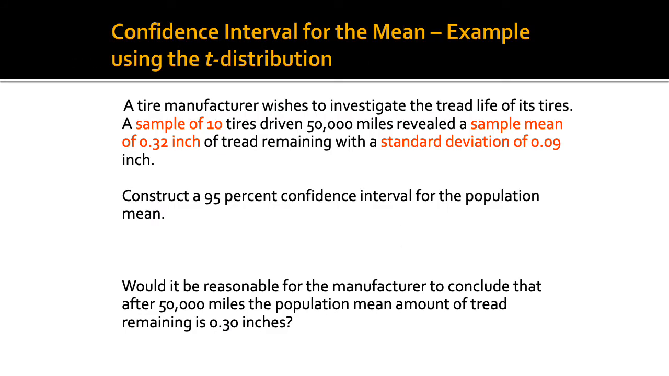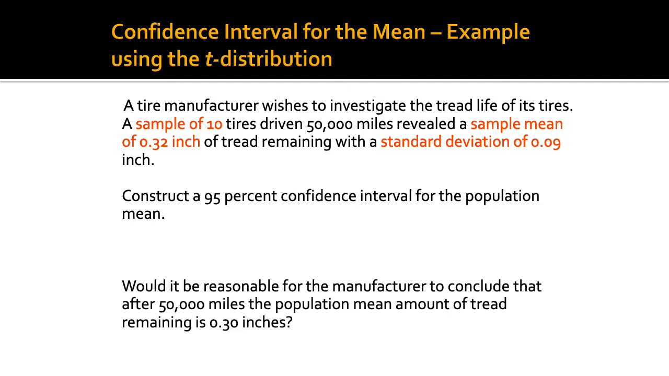Let's try an example: a confidence interval for the mean using the t-distribution. A tire manufacturer wishes to investigate the tread life of its tires. They draw a sample of 10 tires that have been driven 50,000 miles and reveal that the sample mean is 0.32 inches of tread remaining and a standard deviation of 0.09. Now this standard deviation is a sample standard deviation because it is entirely based on the sample of 10 that were recently driven the 50,000 miles.